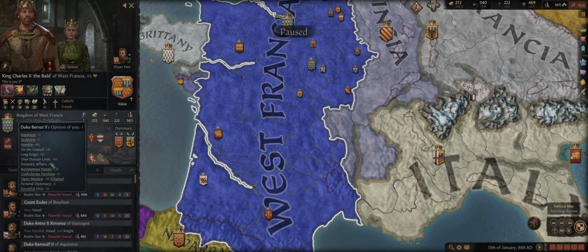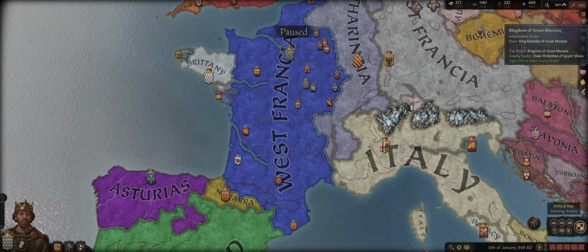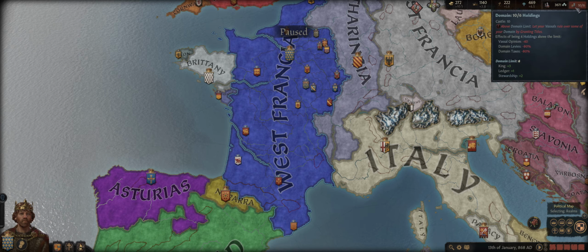That is something you really have to consider. That is a horrendous opinion penalty. In addition to that, we get minus 80% taxes and minus 80% levies.